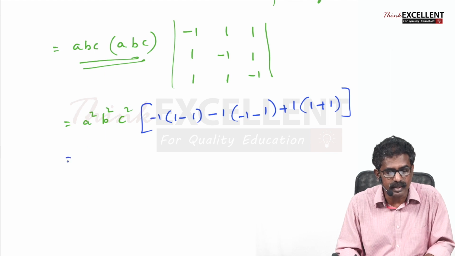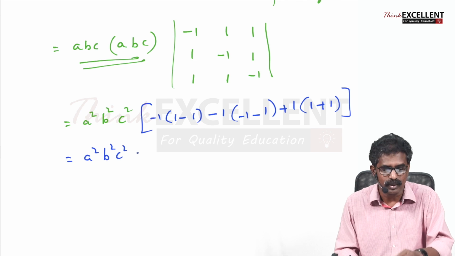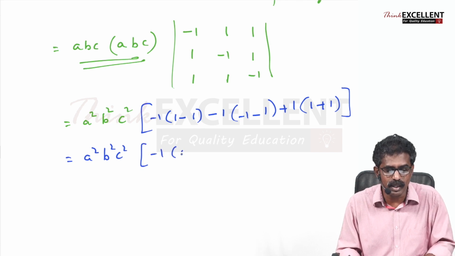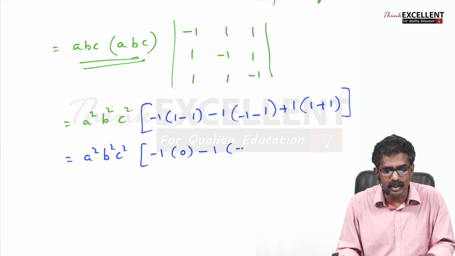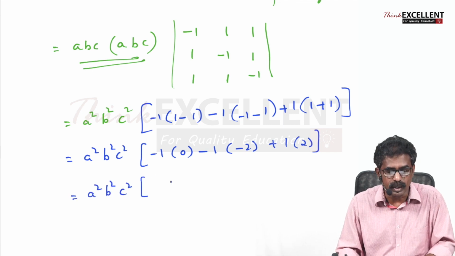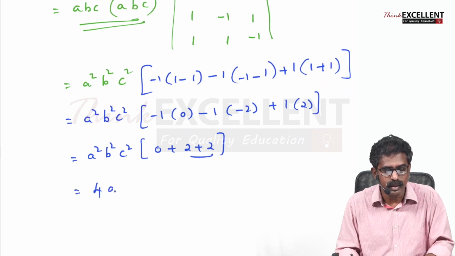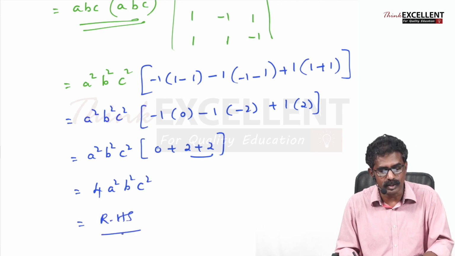So you simplify this, a square, b square, c square into 4, right? But don't write directly, you check it. Minus 1 into 1 minus 1, 0. Minus 1 into minus 2. Minus 1 minus 1 is minus 2. Plus 1 into 1 plus 1 is 2. So that is a square, b square, c square. Minus 1 into 0 is 0. Minus into minus is plus 2. 1 into 2 is 2. Now 2 plus 2 is what? 4. So you are getting 4 into a square, b square, c square. That is the RHS, right? This is what they asked to prove.